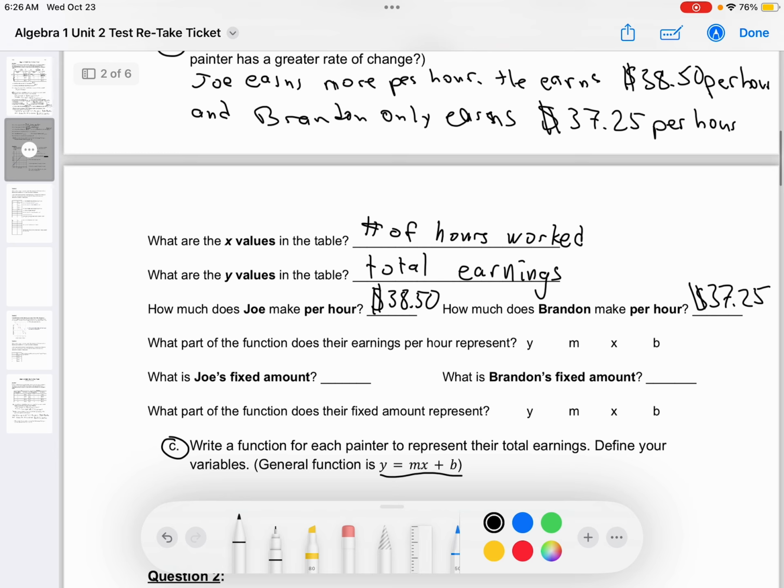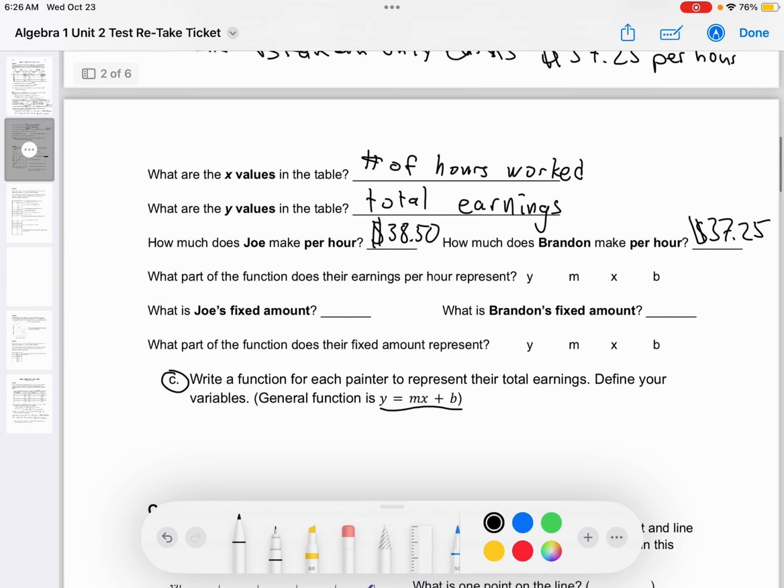So then it asks us, which part of the function do their earnings per hour represent? Either y, m, x, or b. Well, we already know that x represents the number of hours worked, so it's not going to be x. We know that y represents their total earnings, so it's not going to be y. Let's look at m and b.